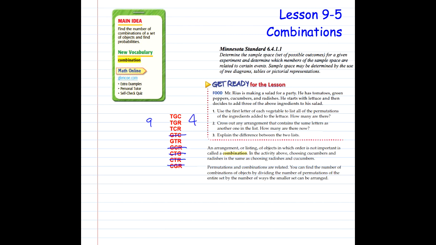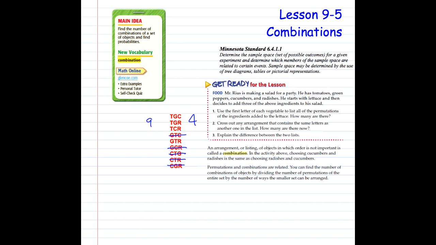Explain the difference in the 2 lists. Well, again, in the 9 permutations order mattered. In the 4 that are left over, order doesn't matter. Those are what we call combinations. An arrangement or listing of objects in which order is not important is called a combination. In the activity above, choosing cucumbers and radishes is the same as choosing radishes and cucumbers.